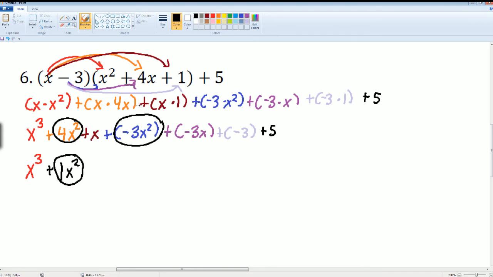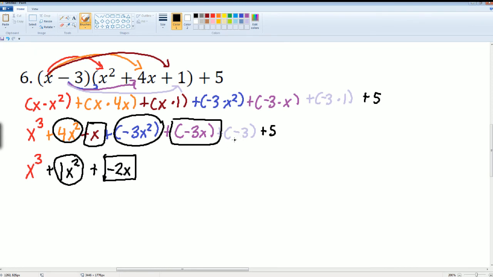Then anything else? Yep. So, what about this? I have a plus x plus negative 3x. Okay, so I'm going to add. What goes into the square box here? Okay. Plus x minus 3x becomes negative 2x. Okay. Anything else?